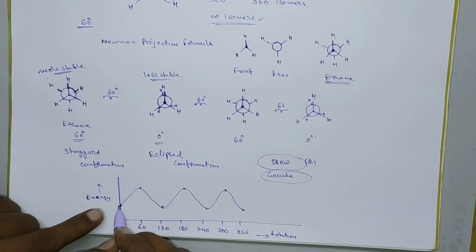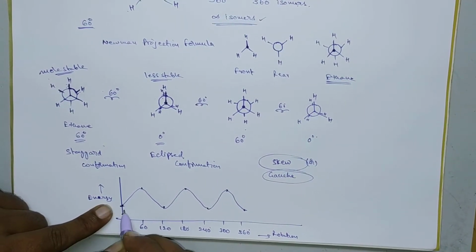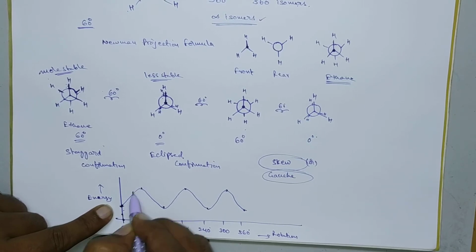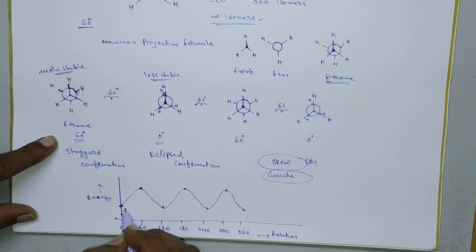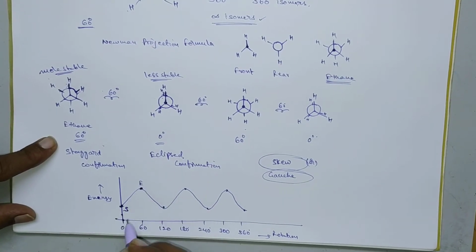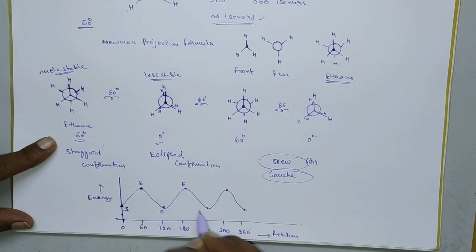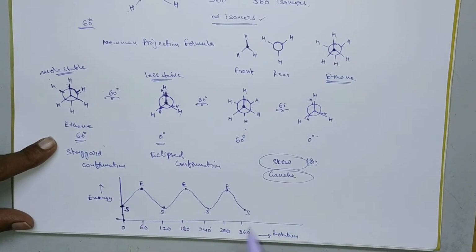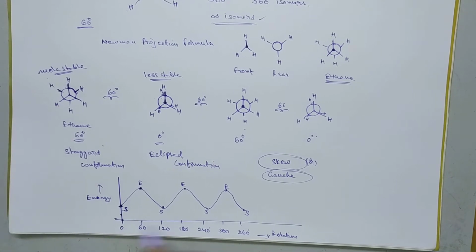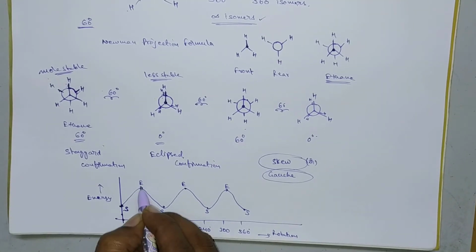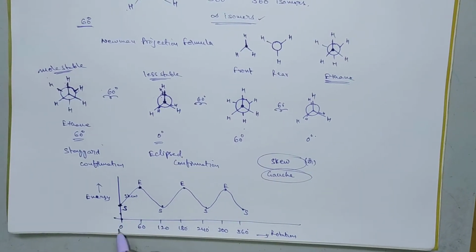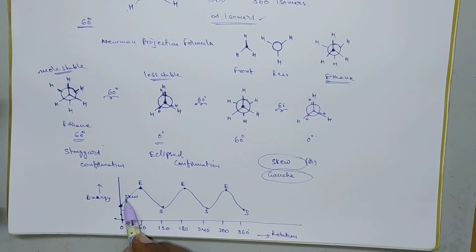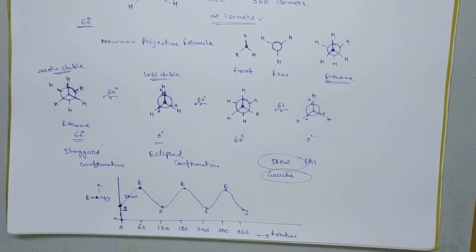Here it possesses low energy, which means it is more stable. Here it is high energy, which means it possesses less stability. This is the staggered conformation and this is the eclipsed conformation. Again staggered, eclipsed, staggered and eclipsed, and again here it is the staggered conformation. Likewise we get the graph. In between staggered and eclipsed there exist these skew or Gaussian structures. Clear? So there exist skew structures in between the staggered and eclipsed conformations.